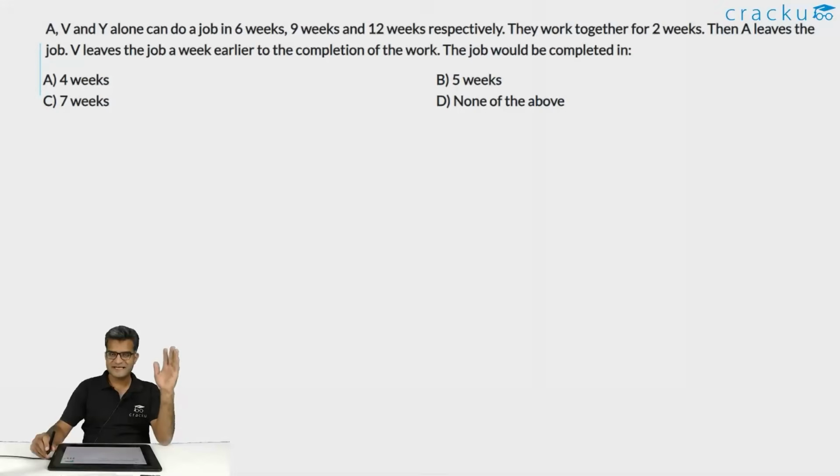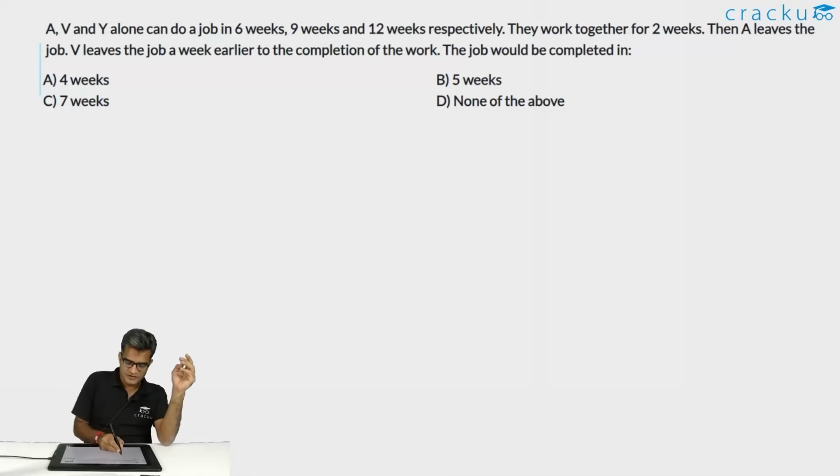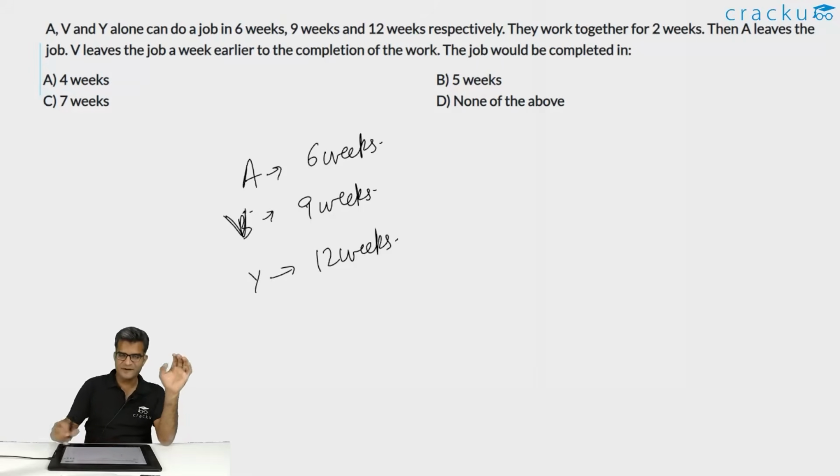In this question, we have three people, A, B and Y. A can do a job in 6 weeks. B can do a job in 9 weeks. Y can do a job in 12 weeks. Normally, we don't compare the time that a person takes to complete a job. We look at their efficiency or the amount of work that they do in a particular unit of time.